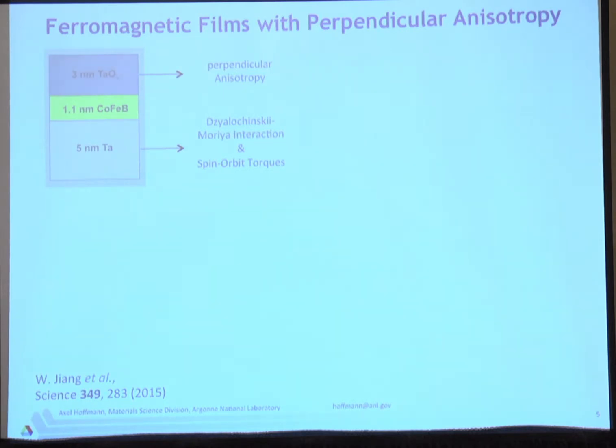To do this, we start off with the following sample structure, where we take a cobalt iron boron film, which we sandwich between tantalum and tantalum oxide. Why do we use these two layers? Tantalum oxide, by having oxygen at this interface, generates a perpendicular anisotropy. And tantalum is well known for giving large spin-orbit torques, which then very efficiently can manipulate the magnetic structures in the cobalt iron boron. Also, by having two different layers on top and bottom, we have a net Dzyaloshinskii-Moriya interaction that gives a net chirality to the spin structure that we see.